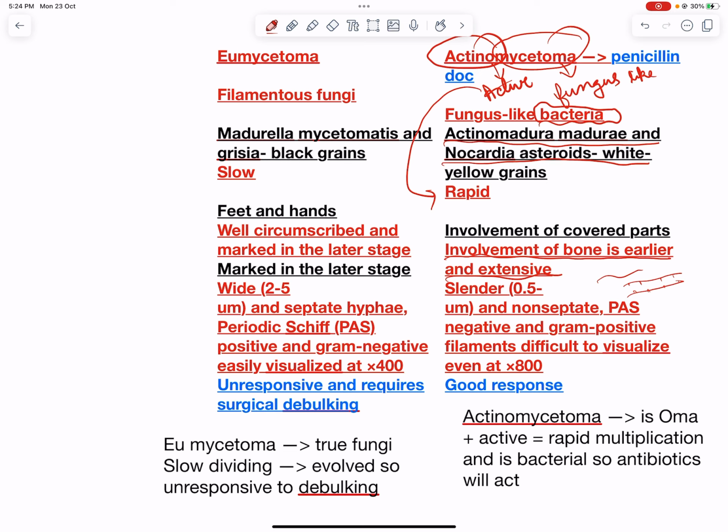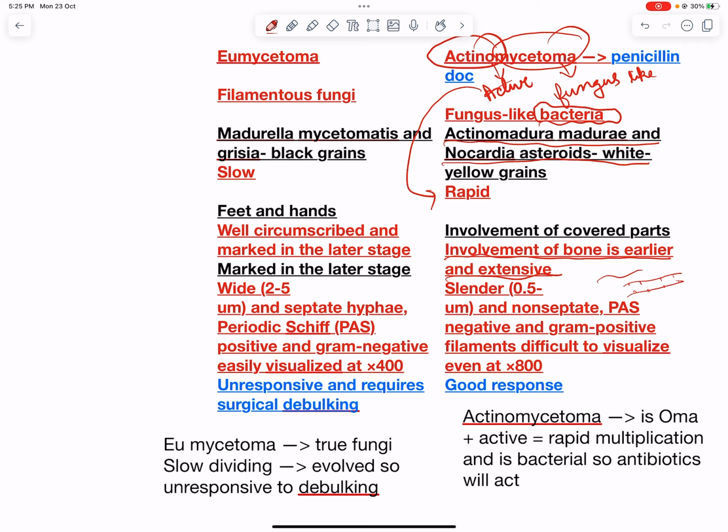Moreover, it is a gram positive filament, because primitive bacteria were like that only, they were gram positive. And actinomycetoma are difficult to visualize, but since we have this actinomycetoma, which is a bacteria, we can have antibiotics that have a good response against it.